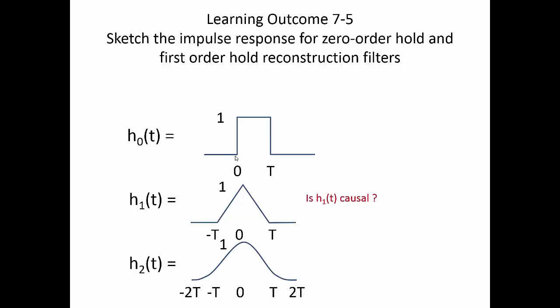Is h1 of t causal? Same definition of causality, Chapter 2. Is h1 of t equal to 0 for all t less than 0? Nope, this right here is non-zero for t between negative capital T and 0, so this is not causal. Well, we can only implement causal systems. As humans, we don't have the ability to build a system that can predict the future. We can only physically build causal systems.